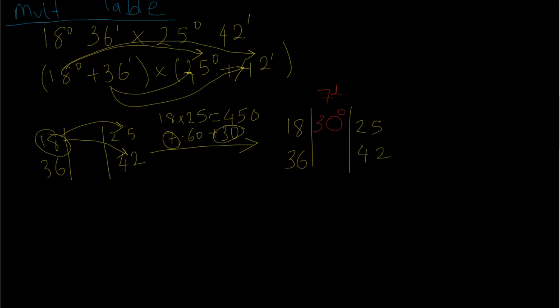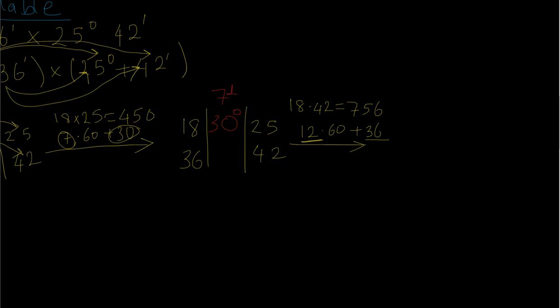Okay, the next step is to multiply 18 and 42. And again, using a multiplication table. So if you multiply these two, you get 756. And to see the representation in sexagesimal, you divide it by 60, and you obtain the digits of 36 and 12. So these are the two digits that are needed to represent 756.